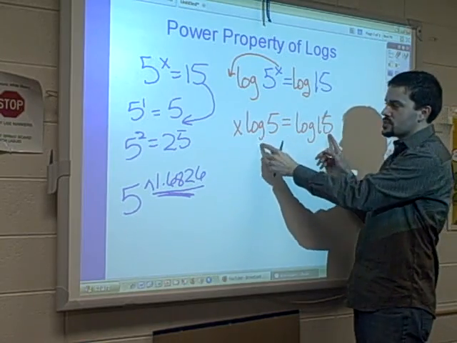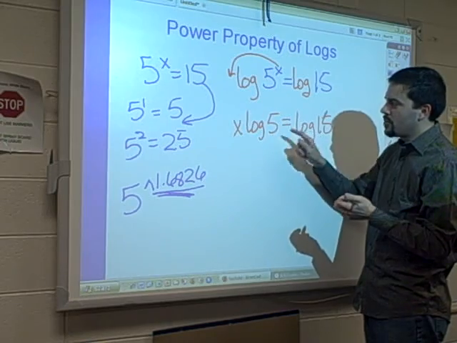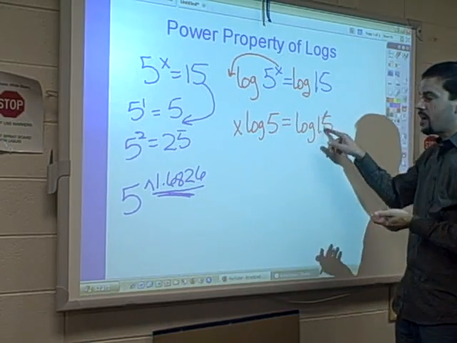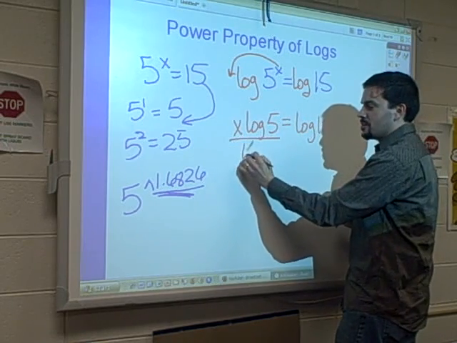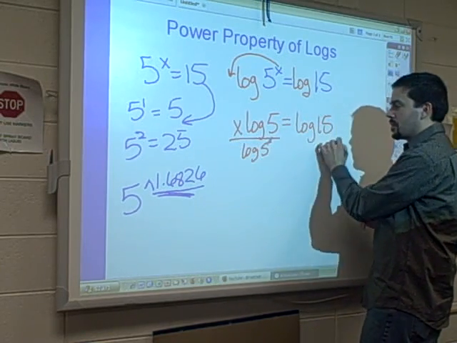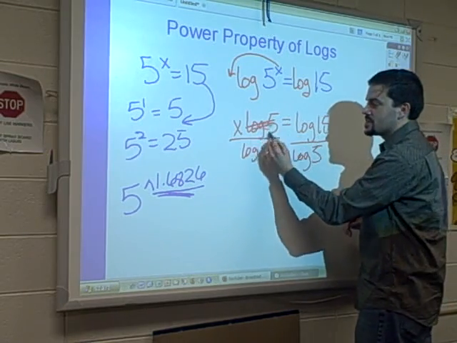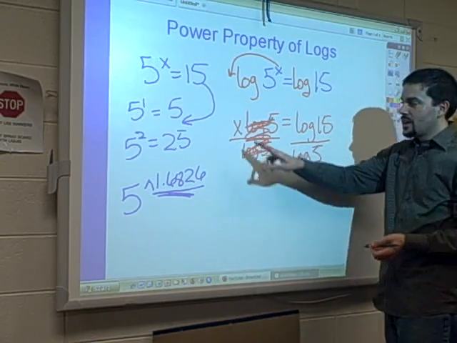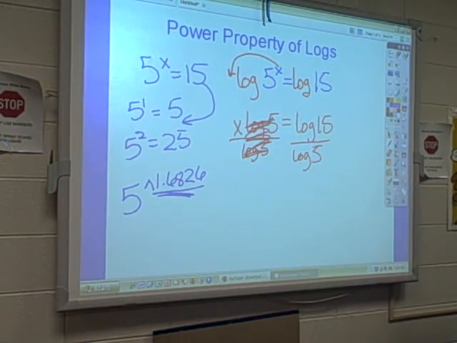Well, we know that the log 5 and the log 15 are just numbers. Again, it's 10 to what power equals 5 and 10 to what power equals 15. So we know that it's just going to be some exponent, but if I divide it off of both sides, because algebraically it's just good math, you get x equals log 15 divided by log 5.